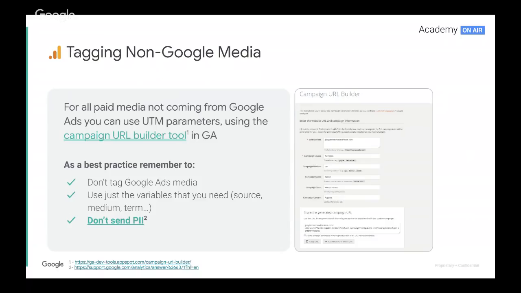Again, I'll say this multiple times: you don't want to use UTM parameters for Google Ads media. That should be done with auto tagging, which we talked about on the previous slide. The second is that when you're actually creating a URL using the URL builder tool, you only want to add the variables that you need. As you can see on the screen here, there are several different variables that you can include. Only include the ones that are important to you. And then finally, you want to be careful about sending PII, that's personally identifiable information. You don't want to send anything like emails, names, or phone numbers. That should not be sent or included with the UTM parameters.